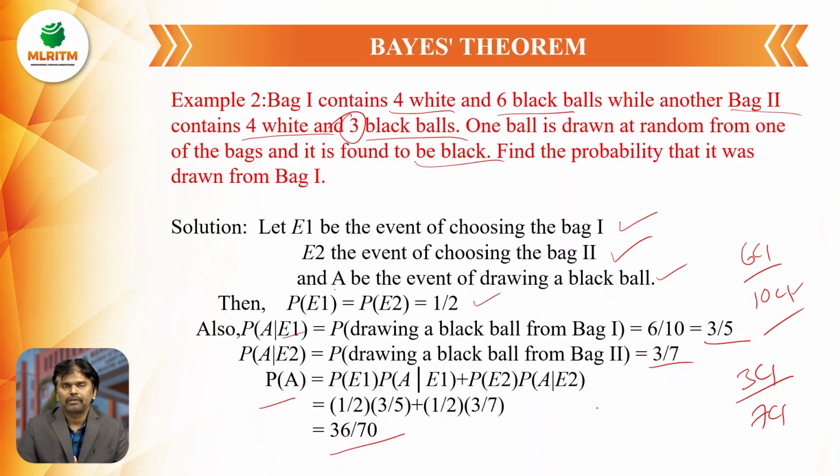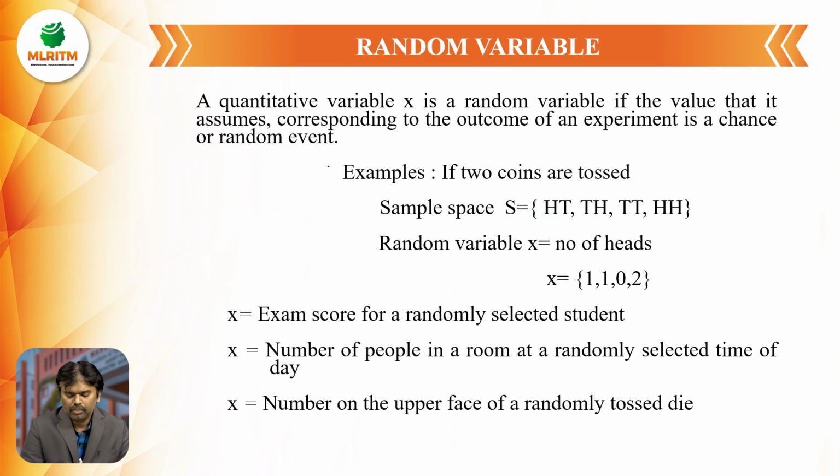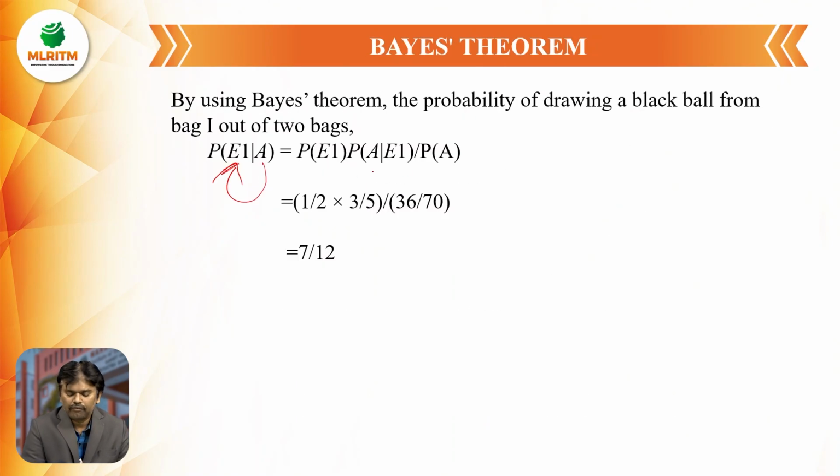But I have to find out the probability that it comes from bag 1 only. Here I am applying the Bayes theorem. So E1 is the bag 1. The coming of a black ball that comes from bag 1 only. P of E1 by A is equal to P of E1 into P of A by E1 divided by P of A.